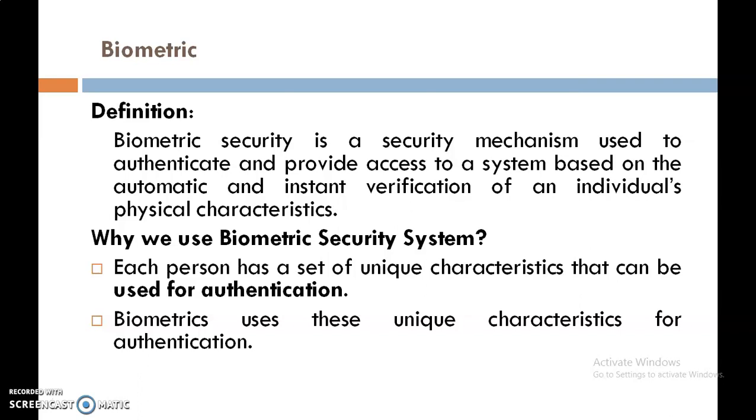Now why do we use the biometric security system? Because each person has a set of unique body characteristics, and those body characteristics can be used for authentication purposes as well as for access control. Biometric systems use these unique characteristics of an individual for authentication as well as for access control. So we are using biometric security for authentication.